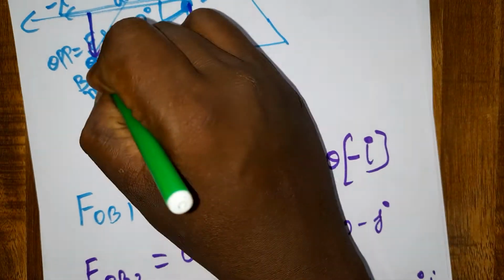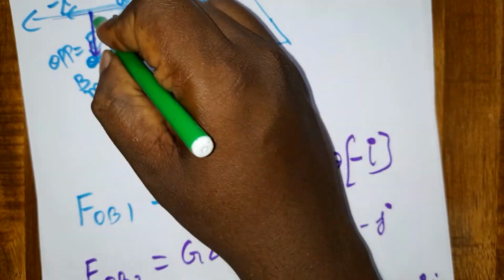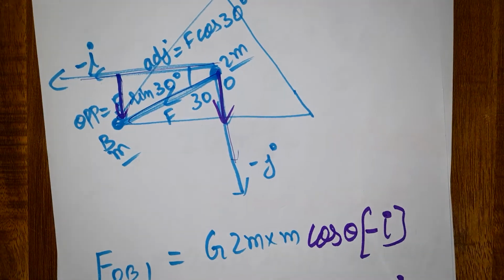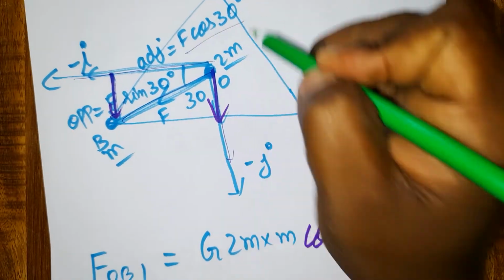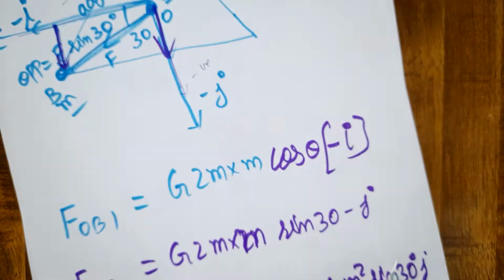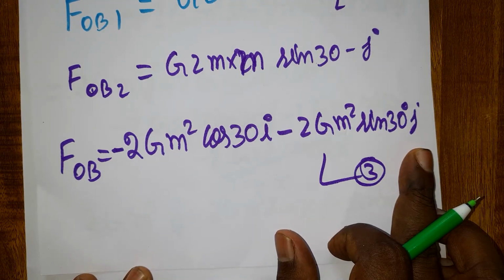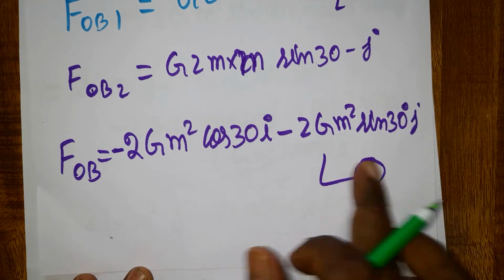Next, OB. Because of OB, this side is F cos theta and this side is F sin theta. I have just taken the resolution of the triangle. F cos 30 and F sin 30 are both on the negative side. I is also negative, J is also negative. In the previous case, I is positive and J is negative. Here both are negative.